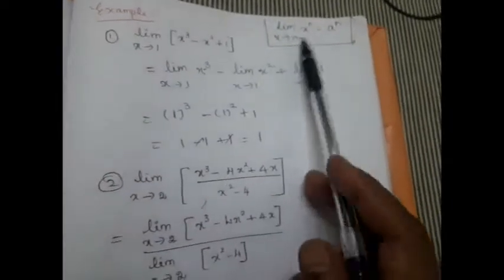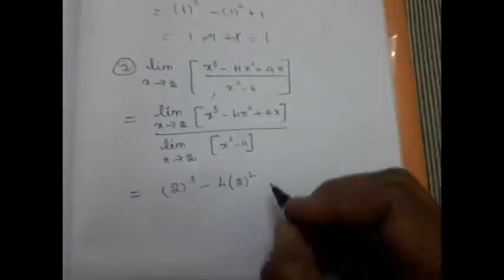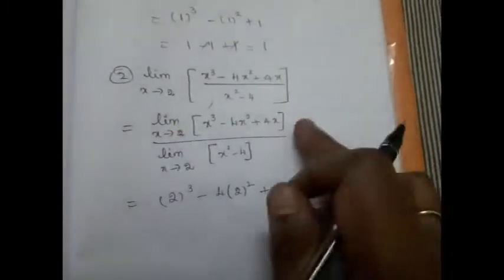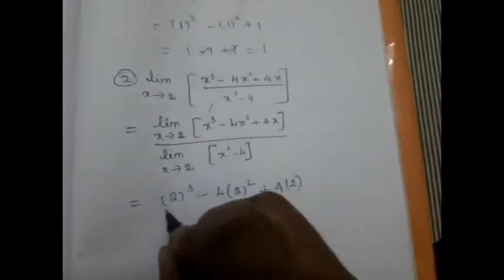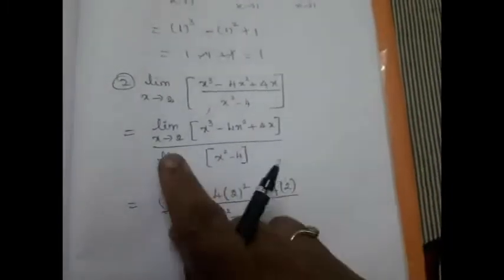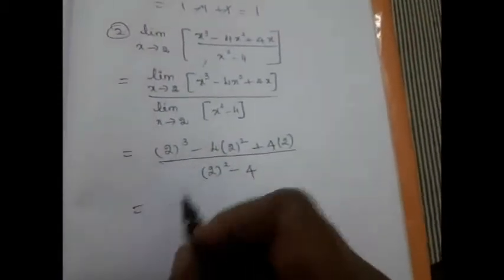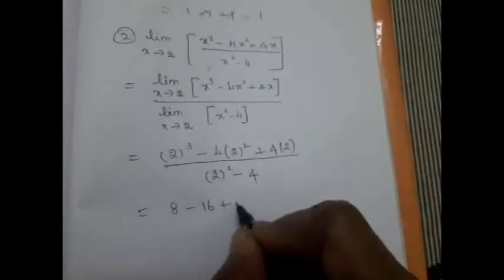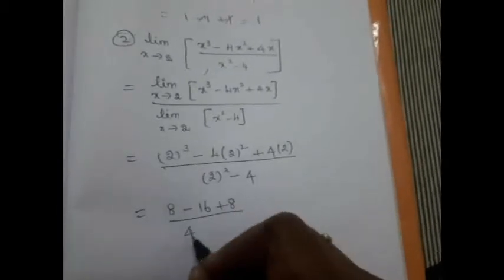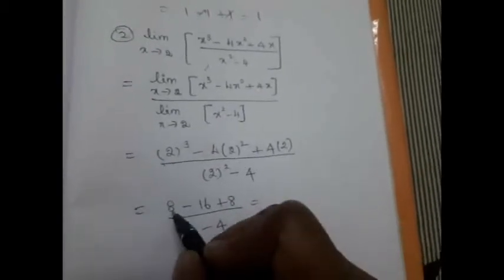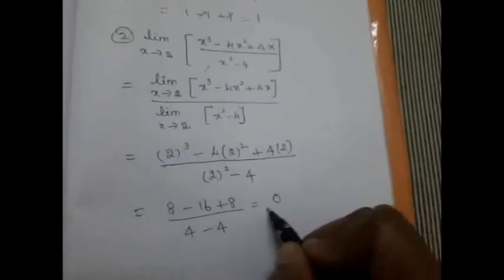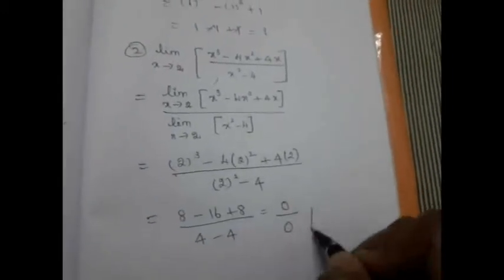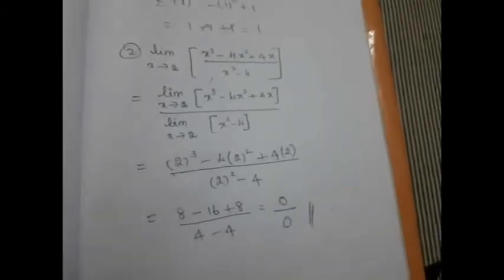So limit x tends to a of x power n is a power n. Plus 4 into limit x tends to 2 of x is going to be 2, divided by limit x tends to 2 of x square, which is going to be 2 square, minus limit x tends to 2 of 4, which is going to be 4, right? So this is equal to 2 cube is 8, minus 2 2s are 4, 4 4s are 16, plus 4 2s are 8, divided by 2 2s are 4 minus 4. So in the numerator, 8 plus 8 is 16 minus 16 is 0, and 4 minus 4 is 0. So we got the 0 by 0 form, right?